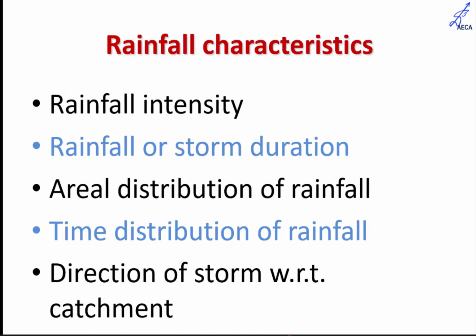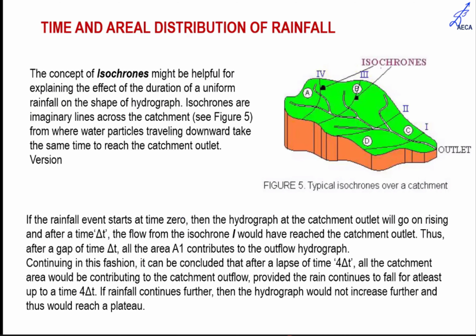Now we come to the rainfall characteristics. The rainfall is basically characterized by the rainfall intensity, the rainfall duration, the areal distribution of the rainfall, the time distribution of the rainfall, and the direction of the storm or the rain with respect to the catchment.